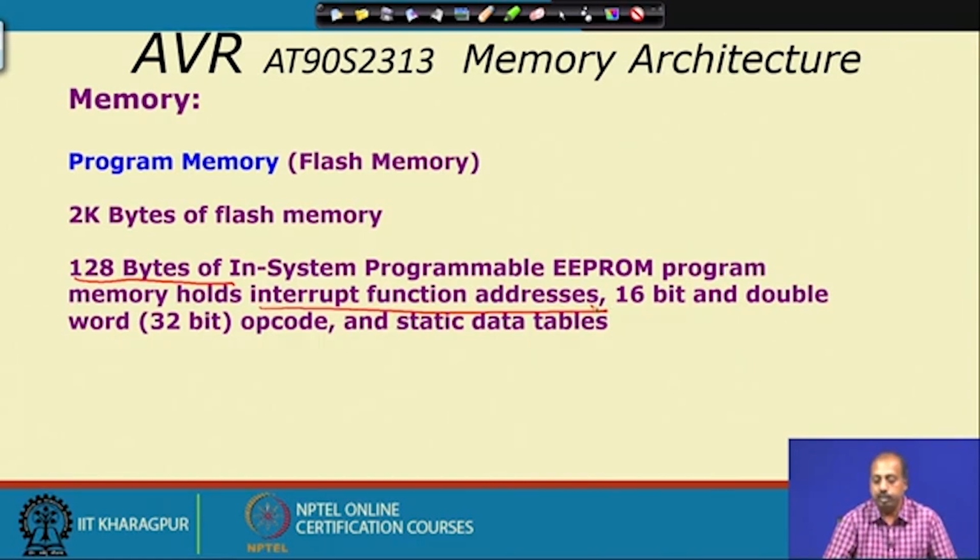It is 16 bit and double word opcode, so both 16 bit and 32 bit opcodes can be there, and the static data table. This is another indicator, whether we are going for a 16 bit instruction or 32 bit instruction, that will also be contained in that EEPROM. There may also be some static data tables. They can also be a part of this in system programmable EEPROM.